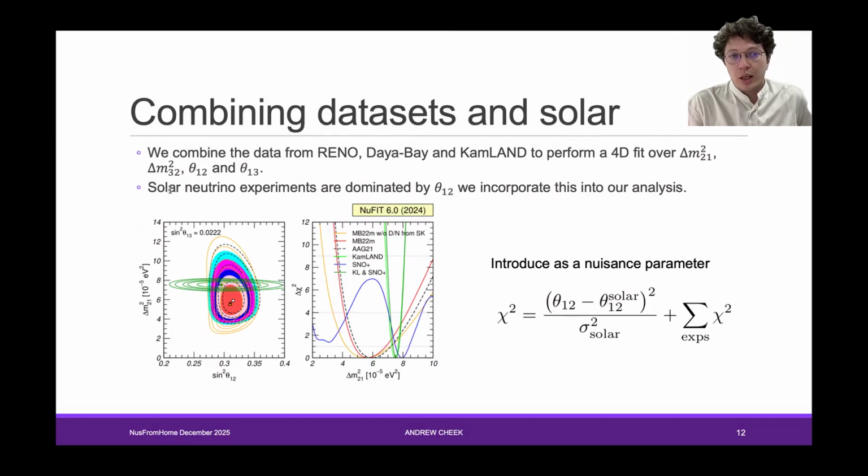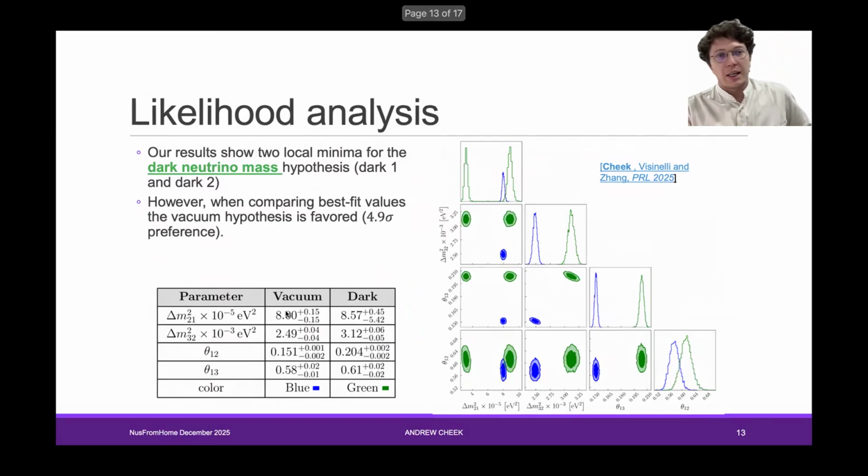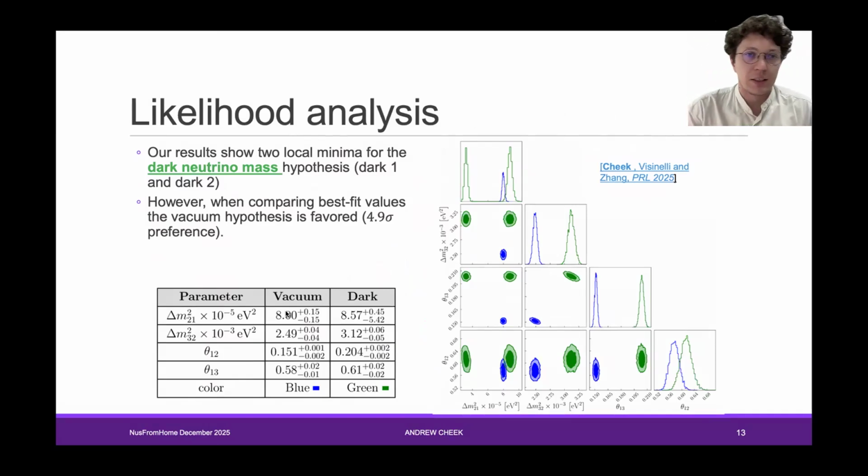We also include the solar neutrino determination of theta_12, which allows us to incorporate a nuisance parameter on theta_12. We basically take the new fit to 2024 results of theta_12, excluding obviously the KamLAND fit there, and we include that as a nuisance parameter on a chi-squared, and we perform a likelihood analysis.